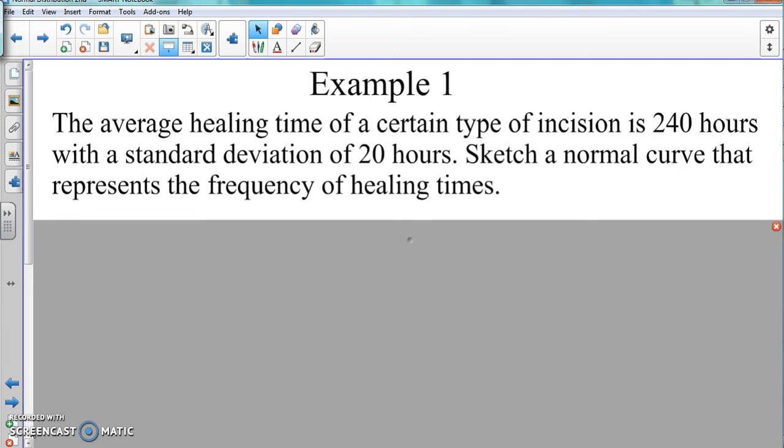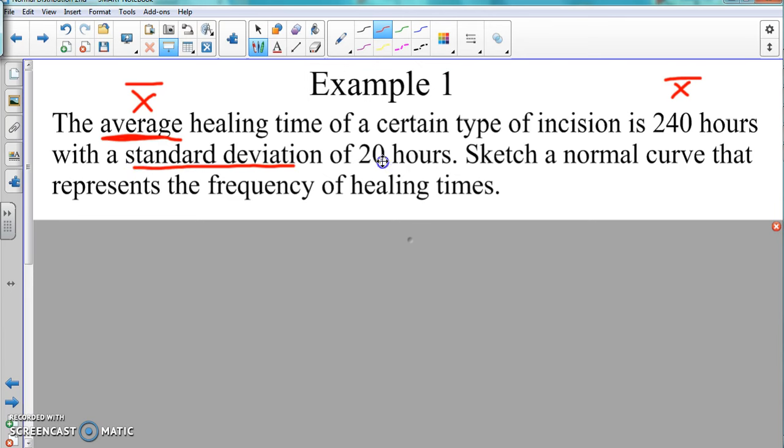So the average healing time of a certain type of incision is 240 hours with a standard deviation of 20 hours. Sketch a normal curve that represents the frequency of healing times. Before we do any work, they say average. When we talk about average, is that mean, mode, median? Average is the mean. So 240 is going to be our mean. Then they say standard deviation is 20 hours. They gave you exactly what you needed.